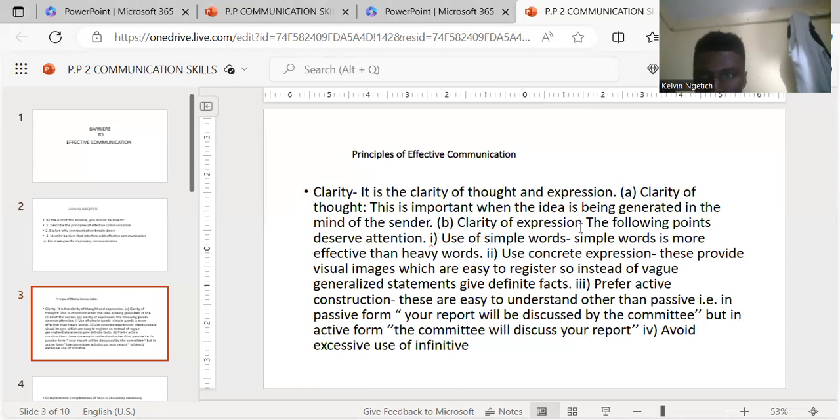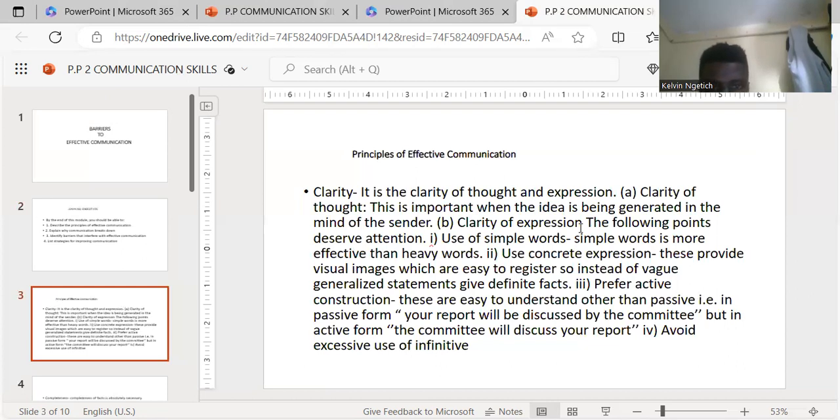Number one, use of simple words. Simple words are more effective. Number two, use of concrete expression. This provides visual images which are easy to register. So instead of vague generalized statements, give definite facts. Next, prefer active construction. These are easier to understand than passive.